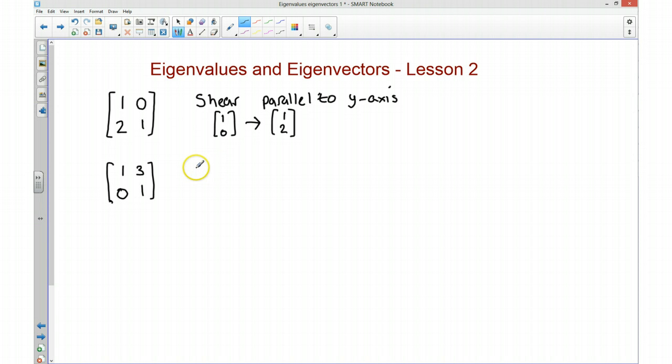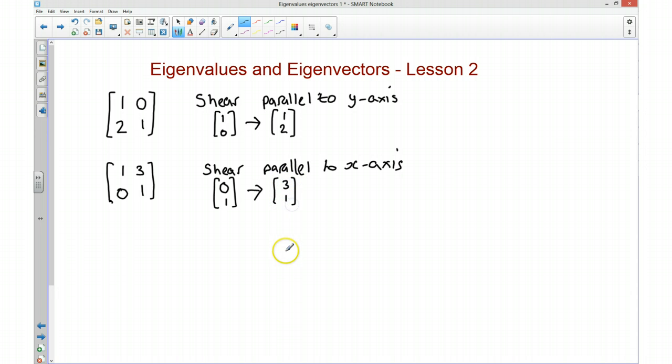Okay, and I'll write down the description of this one. So this one is a shear parallel to the x-axis, and this time we're going to say that the point 0, 1, remember 1, 0 this time is just going to be invariant, so 0, 1 is going to map to 3, 1.